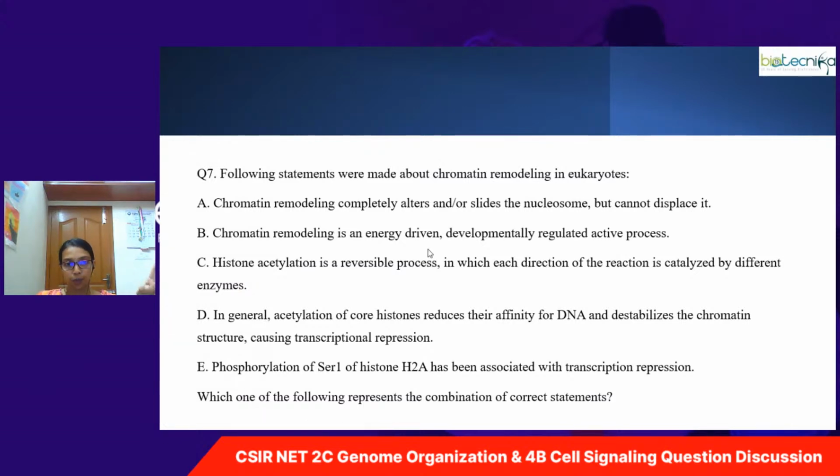Are you all aware of chromatin remodeling? First, tell me that. Are you all aware of the chromatin remodeling complex or the significance of the chromatin remodeling complex? Are you aware of this term?